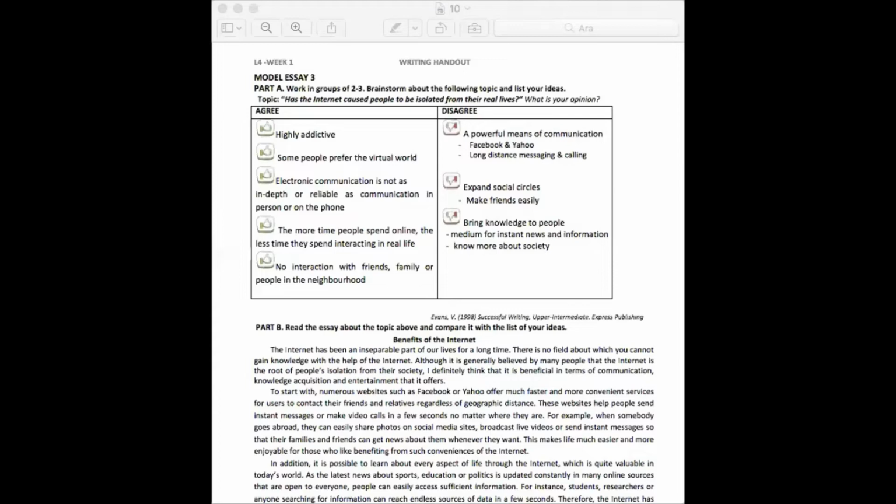If you disagree, you may say that it's a powerful means of communication. You may also list supporting details and examples such as Facebook, Yahoo, long-distance messaging and calling. And you may think it expands social circles so that you can make friends easily. Or you may believe that it brings knowledge to people as it is a medium for instant news and information so that people can know more about society.